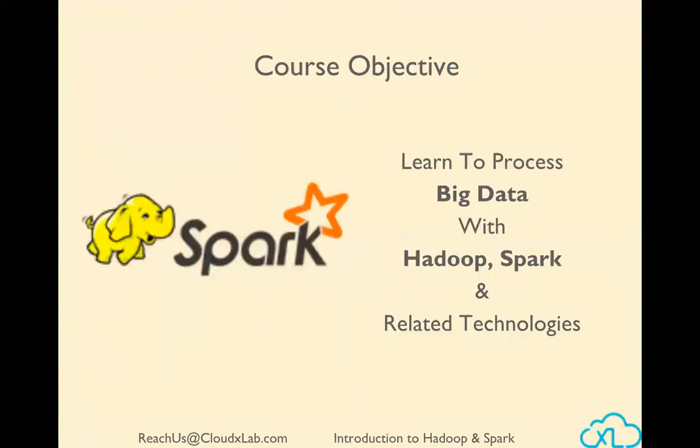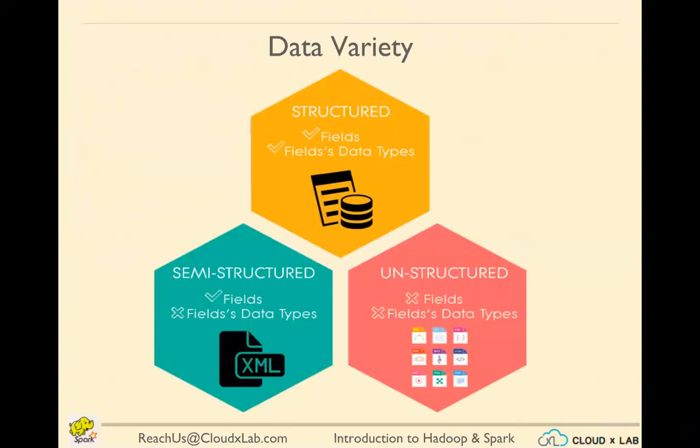Before we get started, let me clarify some of the terms. These terms are used very frequently in the industry, so I would like to define them before we start using them. The first term is data variety. You must have heard about structured data, unstructured data, and semi-structured data. So let me try to explain this.